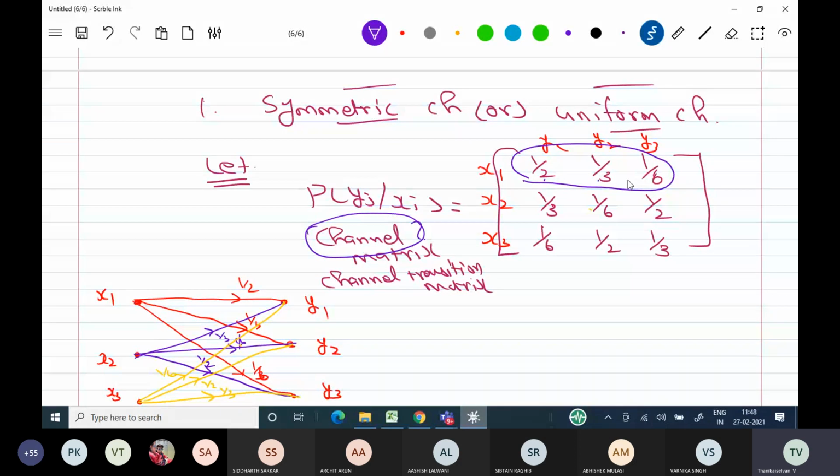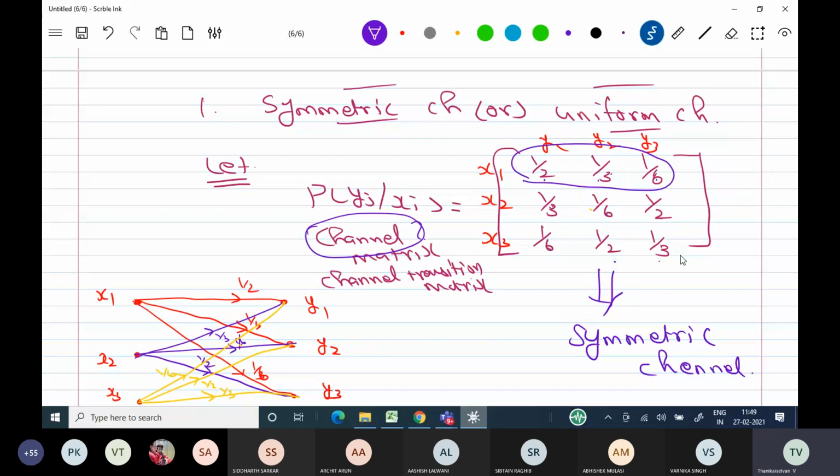Here 1 by 2, 1 by 3, 1 by 6. Again here 1 by 3, 1 by 2, 1 by 6. Here 1 by 6, 1 by 2, 1 by 3. Elements are the same, but in different order. If the channel matrix is like this, this channel is called a symmetric or uniform channel. Please note down this. For this channel, we are going to calculate the channel capacity. If the channel is like this, what is going to be the channel capacity? That is our next job.